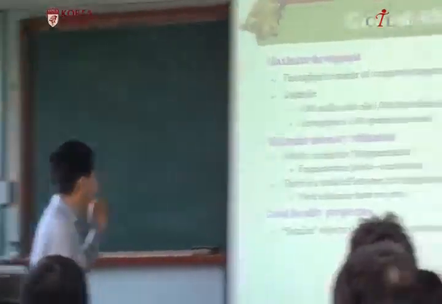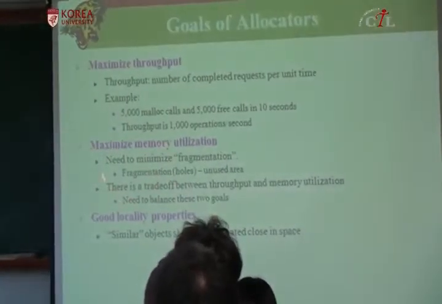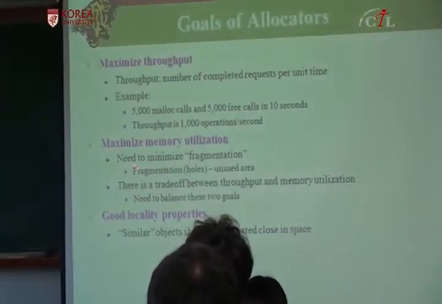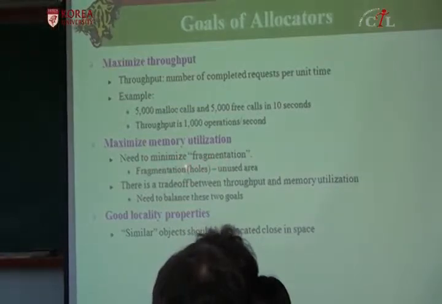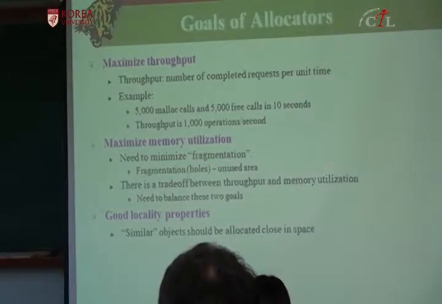From the system perspective, you also need to maximize memory utilization. So you want to minimize fragmentation. But if you want to minimize fragmentation, it may slow down the throughput. So there is a trade-off. Okay? And usually similar objects should be allocated close in space because there is some locality. Okay? So if the user is asking for similar objects, then it should allocate them in nearby space.